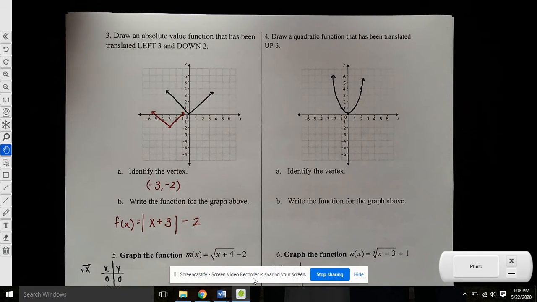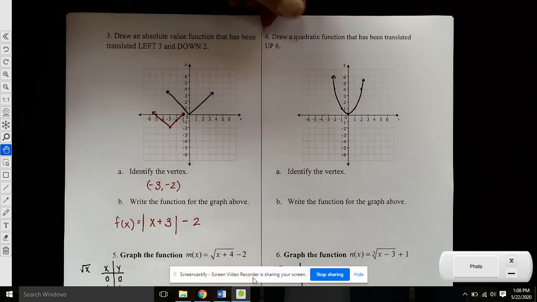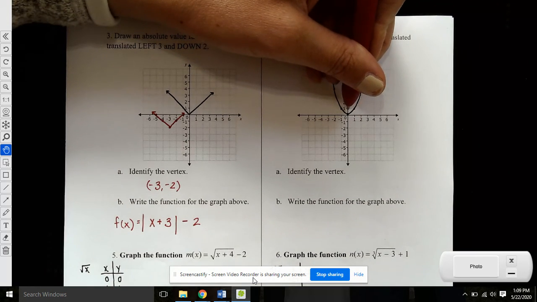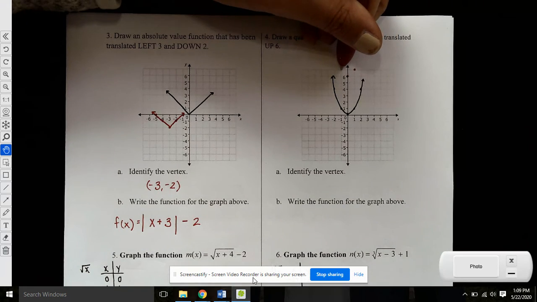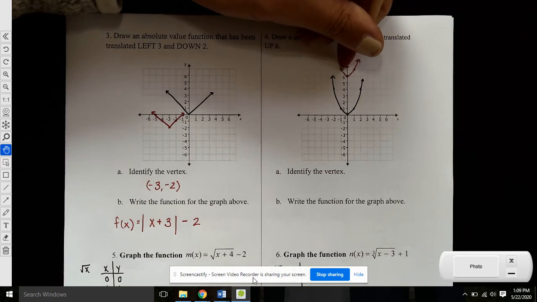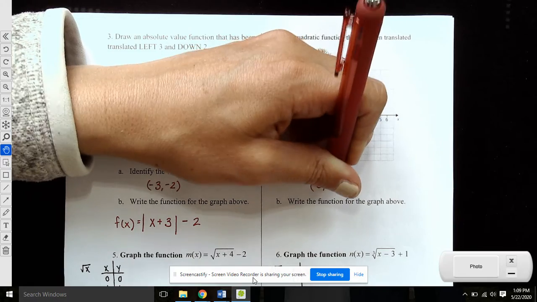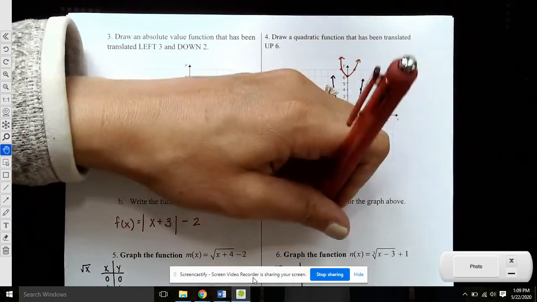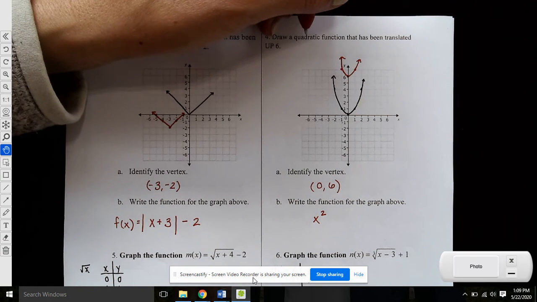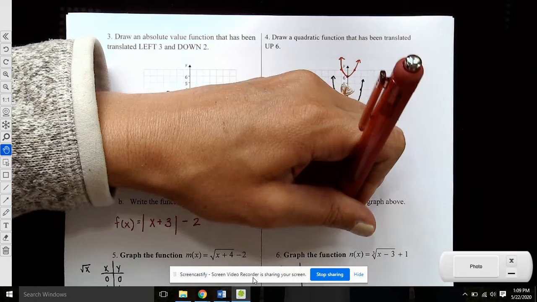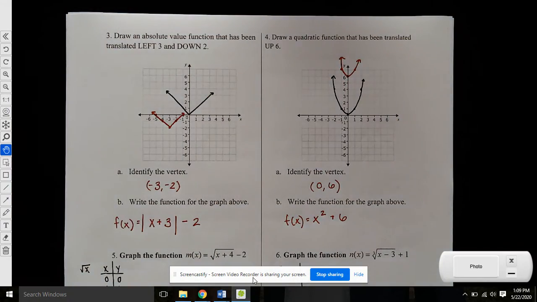All right, so my next one is a quadratic, and it's just being translated up 6. So I'm going to take each point and count up 6. Now it actually even ends up falling off the graph, but you get the picture. Now the vertex of this one is 0, 6. And the new function, it was originally x squared. It didn't move left or right, so I don't need to put parentheses inside there. And it moved up 6. So it's f of x equals x squared plus 6.